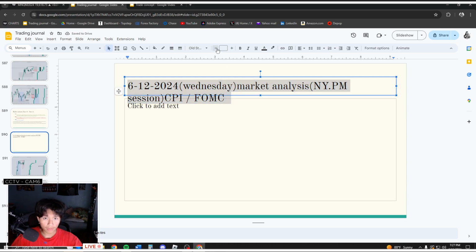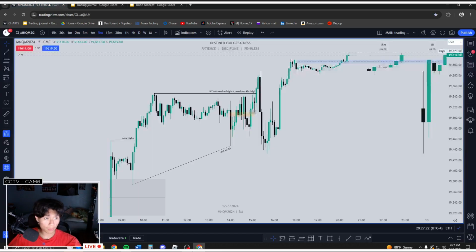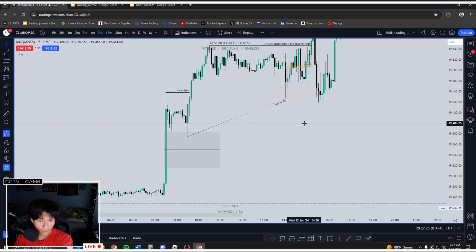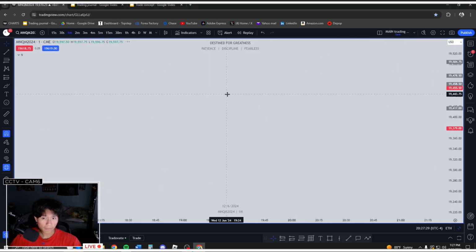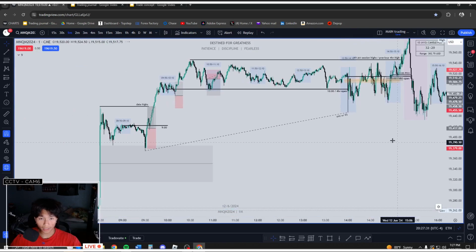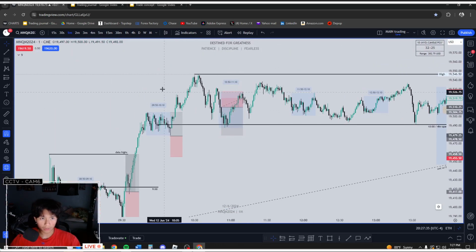Let's just mark that out. Okay. So Wednesday market analysis, New York PM session, CPI and FOMC. So first thing in the morning, I'll go over the trades that I did end up taking. So I did end up taking this trade right here. This one was a losing trade.